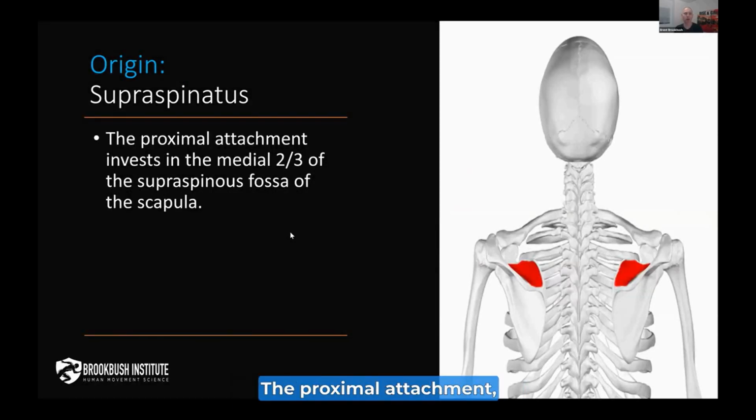The origin of the supraspinatus, the proximal attachment, invests in the medial 2/3 of the supraspinous fossa of the scapula. The supraspinatus literally has its own fossa, which is a fancy word for depression, right? So that entire depression there above the spine of the scapula is there for the supraspinatus.